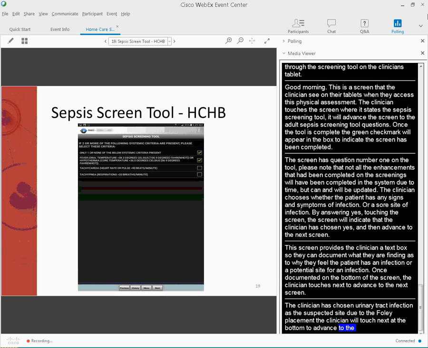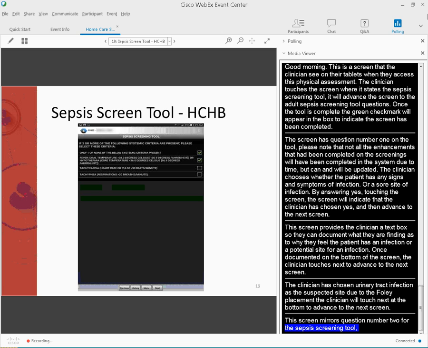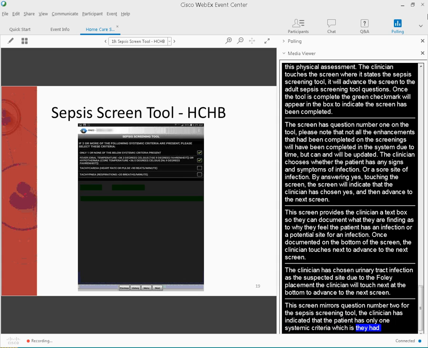This screen mirrors question number 2 for the sepsis screening tool. The clinician has indicated that the patient has only one systemic criteria, which is they have a fever. The clinician touches next to advance to the next screen.